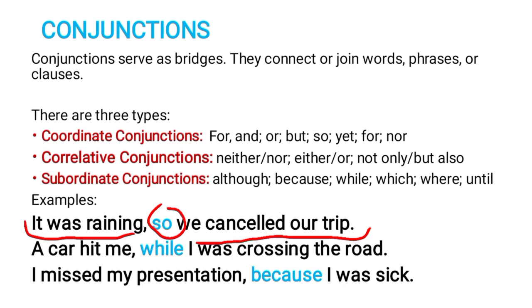A car hit me. It's one sentence. I was crossing the road. While I was crossing the road, this is another clause, and this is a dependent clause. So here we see that one clause is connected with another clause with the help of a subordinate conjunction while. I missed my presentation because I was sick. So here again we have used the subordinate conjunction because, right?